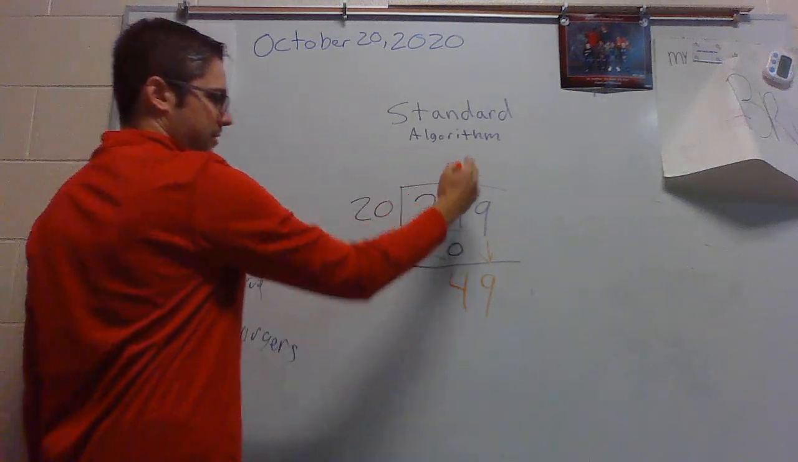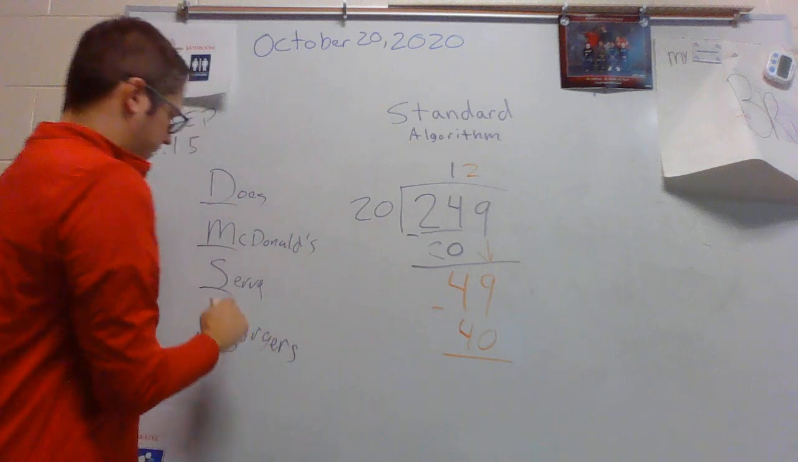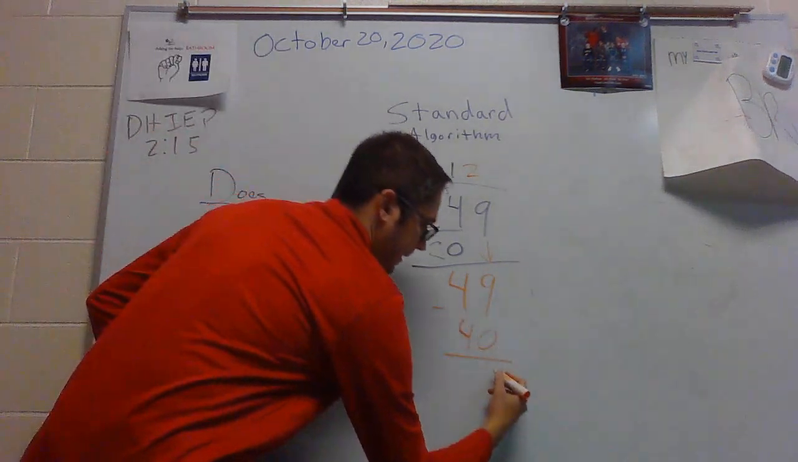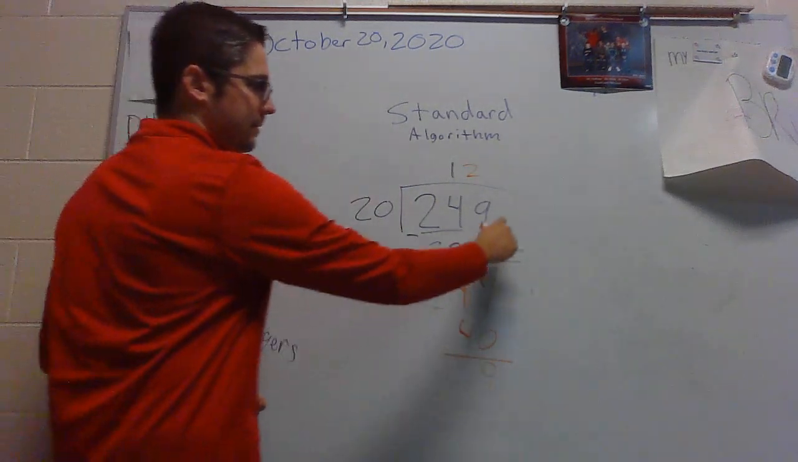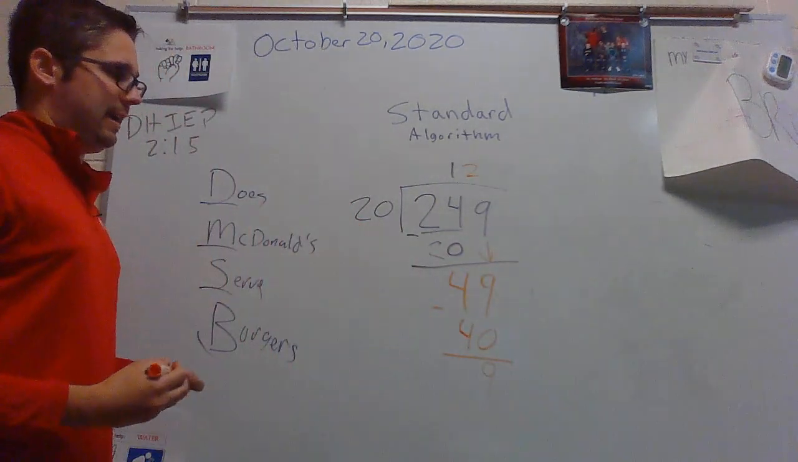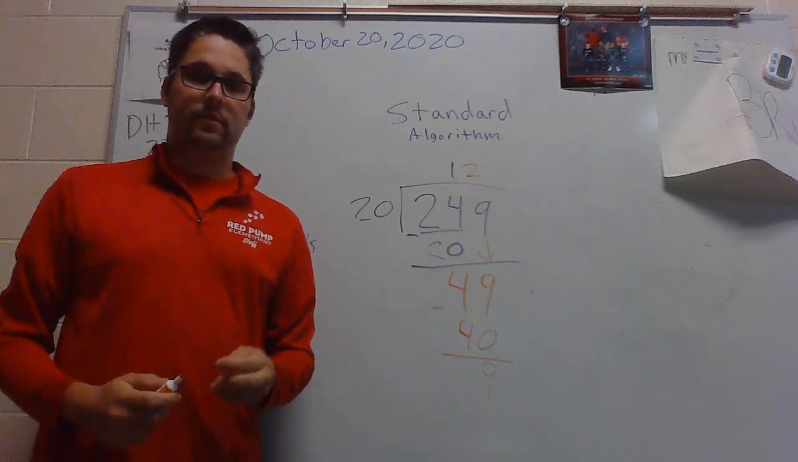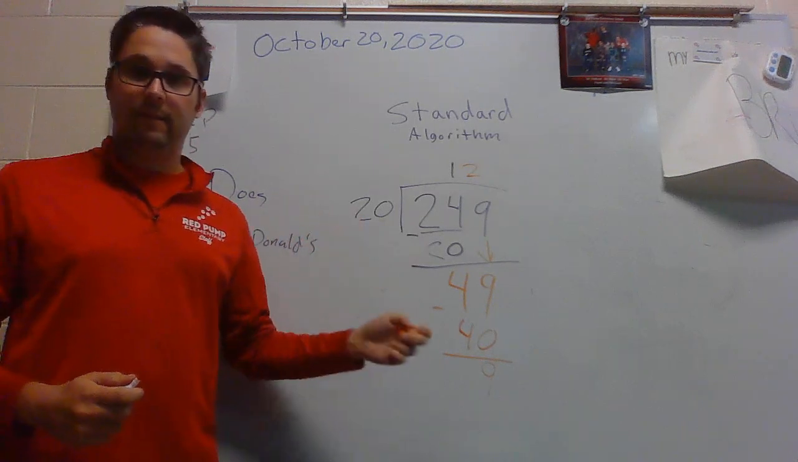Multiplication, 20 times 2 is 40. Next step, subtract. That would be 9. Bring down. Nothing is left to bring down. So now we have a 9 that we have 20 to split into. How many times does 20 go into 9?